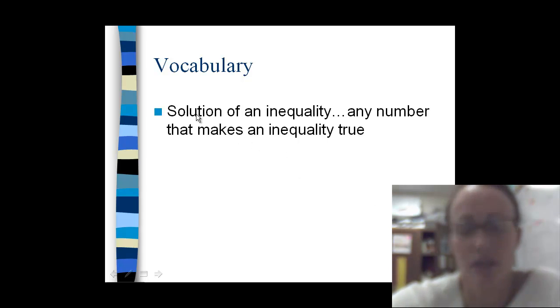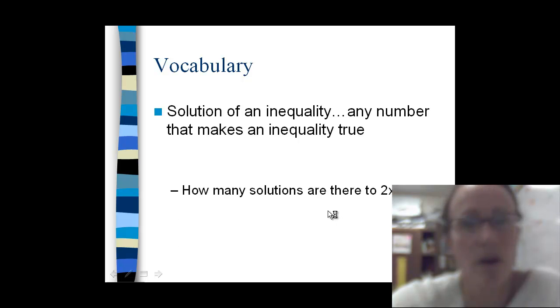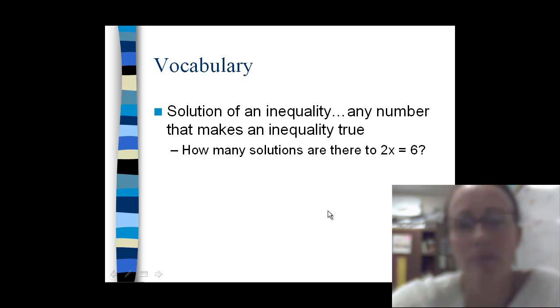Let's just review what solutions mean in math. In an equation, a solution was any number that you can substitute in for the variable to make the sentence true. It's like in English class when they have you fill in the blank of a sentence. In inequalities, the solution still has the same meaning. It's any number that makes the inequality true. So we're going to have inequalities that have variables in them, and we're going to want to know what's a list of the possible numbers you could put in for the variable to make that sentence true.